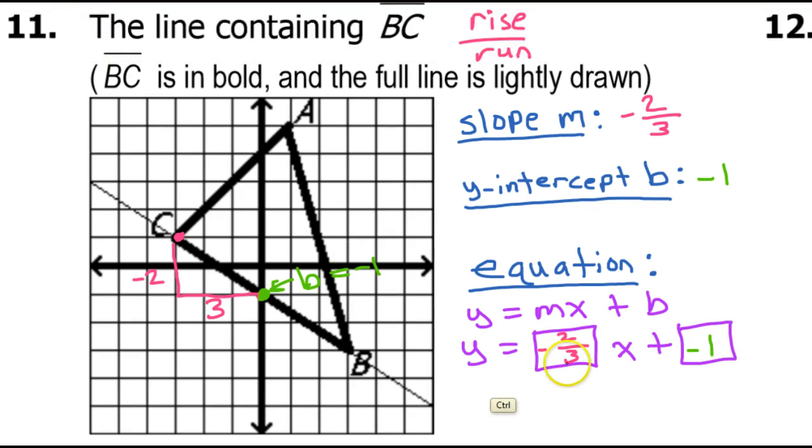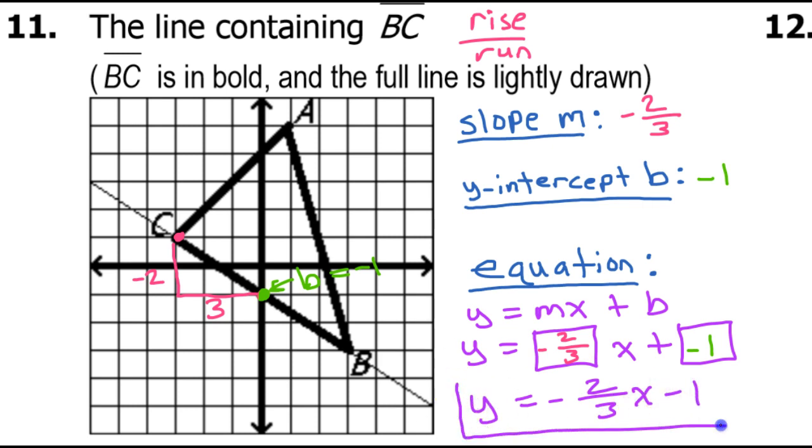Of course, I will clean it up a little bit. I'm not going to put any boxes, of course. And I'm not even going to put plus, negative. So at this point, you should be comfortable with the fact that instead of plus negative, we just put minus. So this will be negative 2/3 x minus 1 for the final answer.